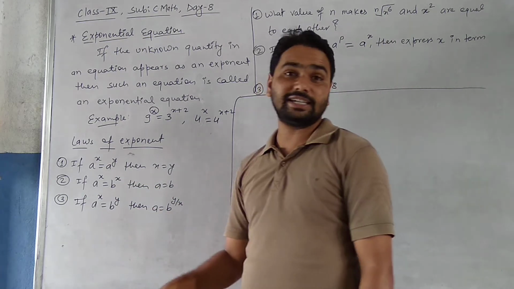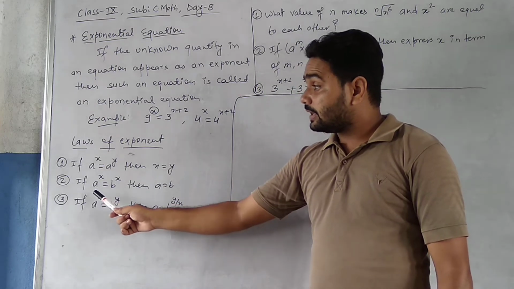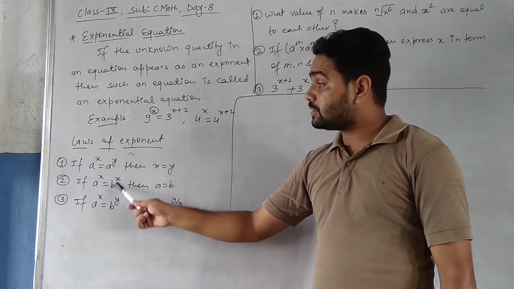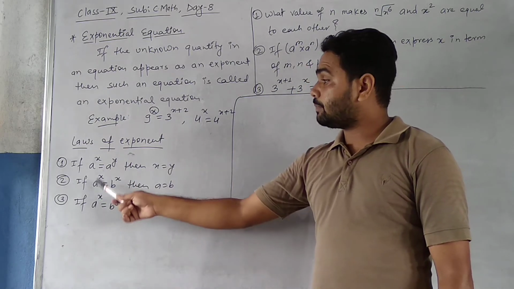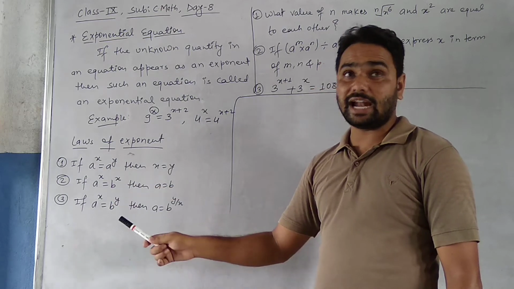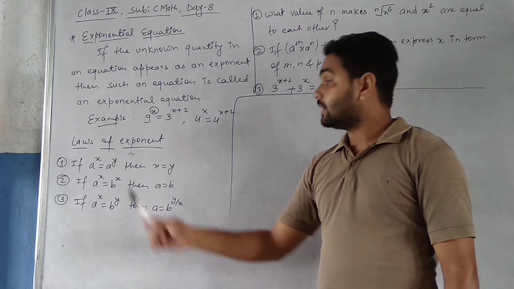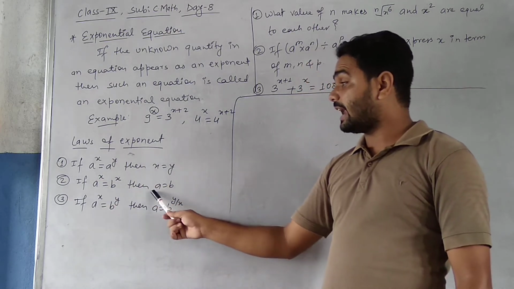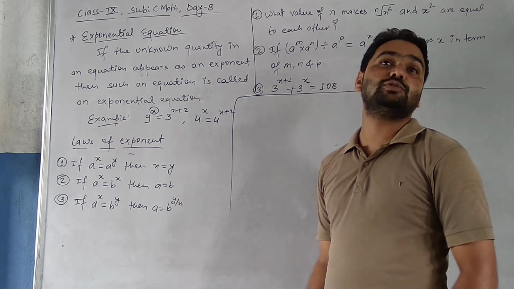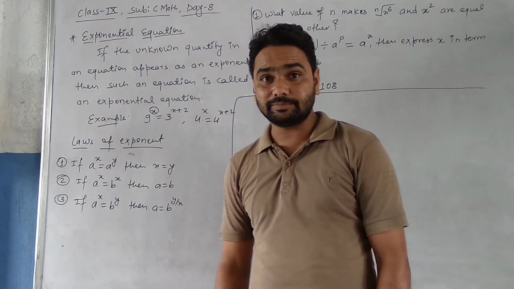Similarly, the second law says that if a power x equals b power x, that means on both sides the power is the same, then we can write the bases as equal, a equals b. This is the second law.